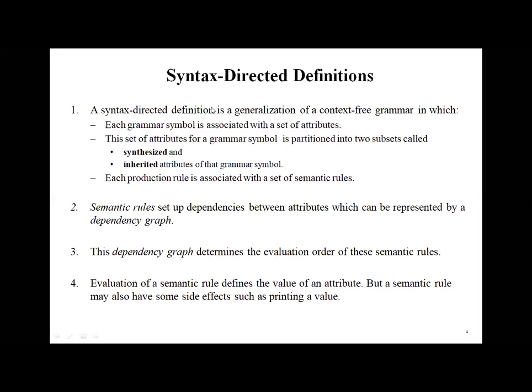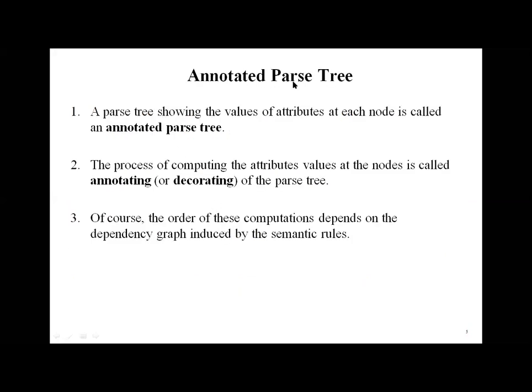Okay, so we are confirmed that every symbol has attributes, and there are two types of attributes: synthesized and inherited. Using these, we can prepare some semantic rules, and then again we can prepare a dependency graph. The dependency graph says which semantic rules will be performed when. Now, using the semantic rules, we can prepare a parse tree, which is called the annotated parse tree, a parse tree showing the values of attributes at each node.